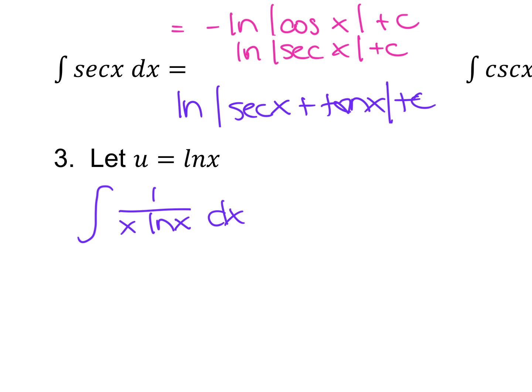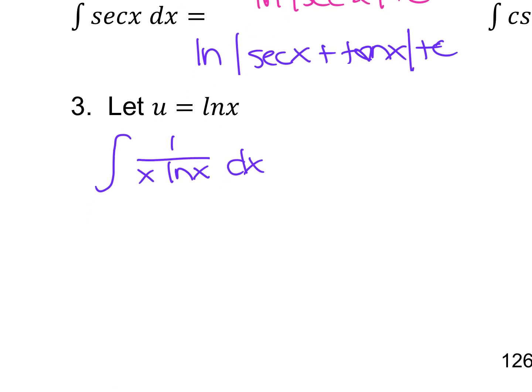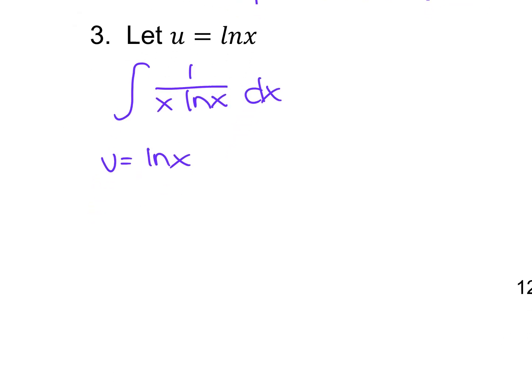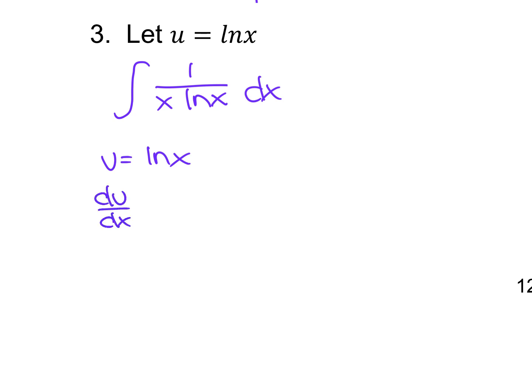But one technique for u substitution now in this chapter is going to be letting your u equal the ln of x. So let's just say we tried that. We say u equals ln of x. We would go through our normal u substitution, du dx is equal to 1 over x.